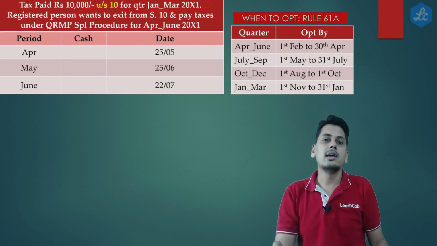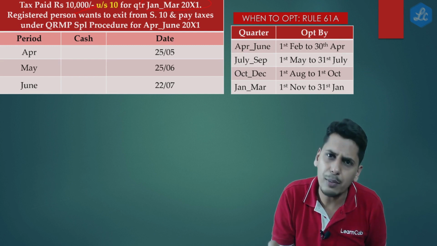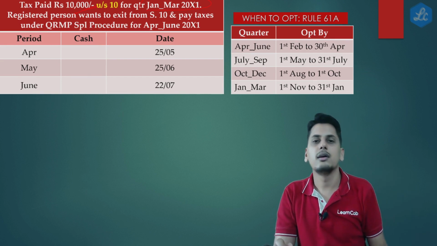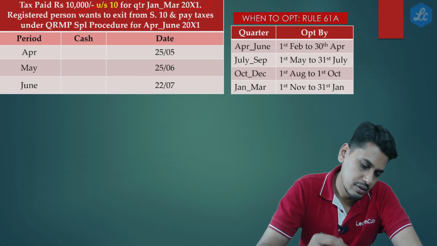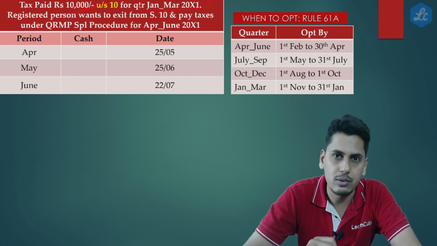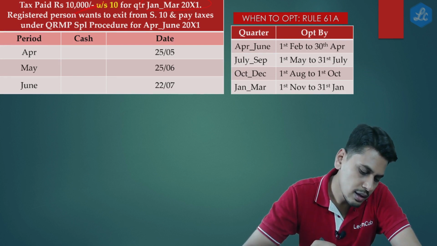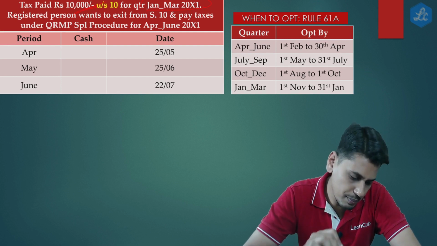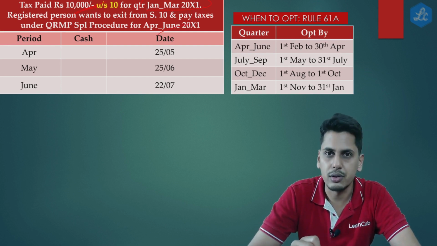Under section 9, he wants to operate under QRMP. Is that possible? Yes, why not? It is possible. Now friends, for the quarter January to March, taxes paid under section 10 was 10,000. Agreed. He exits from the composition scheme and wants to enter the QRMP scheme for the quarter April to June.